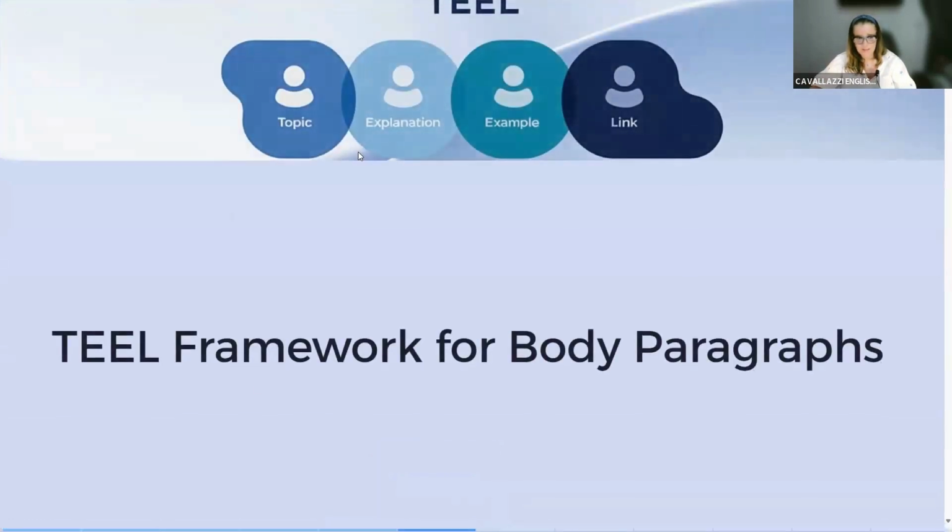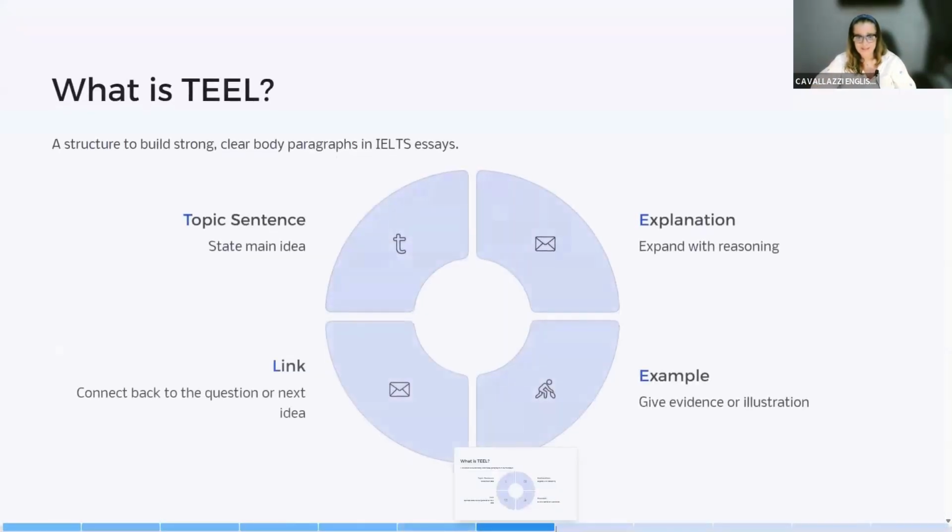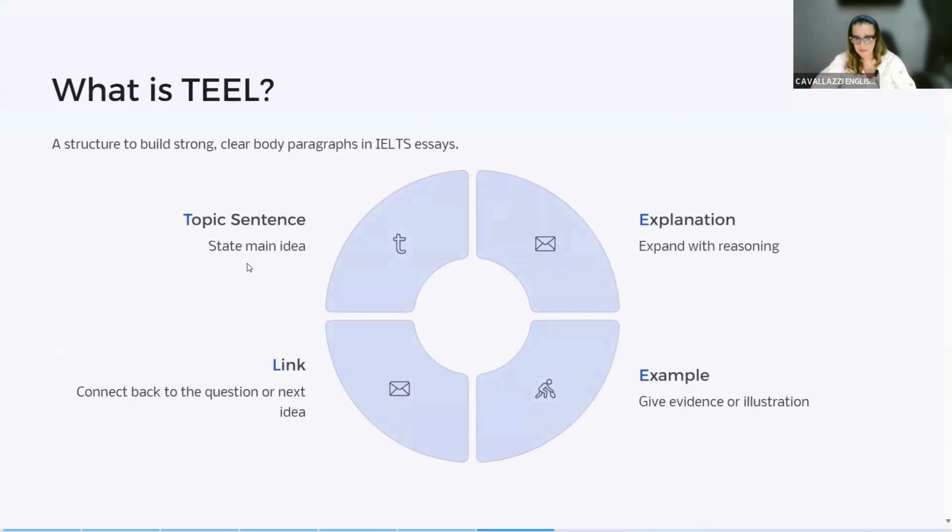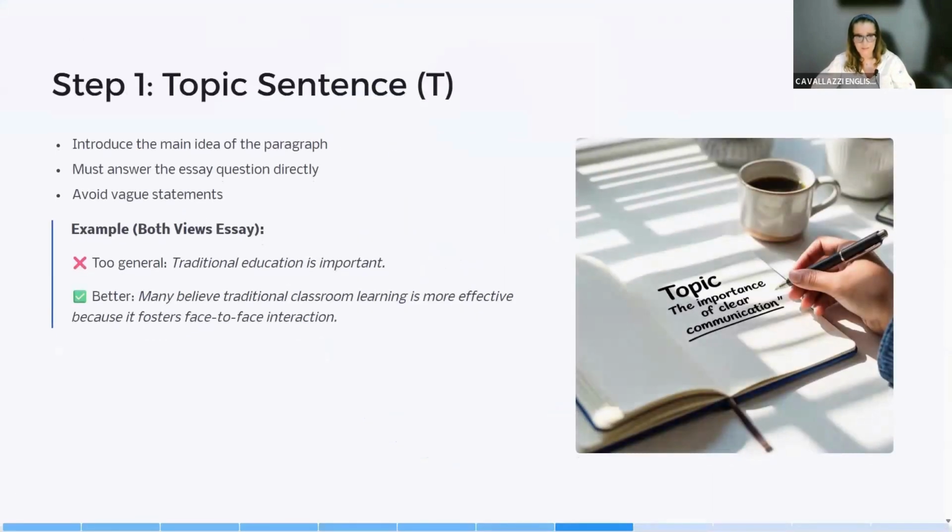Here is the TEEL framework, right? The topic, explanation, example, link in the paragraphs. It's very important to use it in the paragraphs. The topic would be your idea. When we talk about the topic here, state the main idea, it's your idea to connect with the entire TEEL. Here it is, the topic. There's no point in putting "traditional education is important." There's no point in putting that. So everything has to be explained very well. Relative pronouns are very important to get rid of these vague phrases.